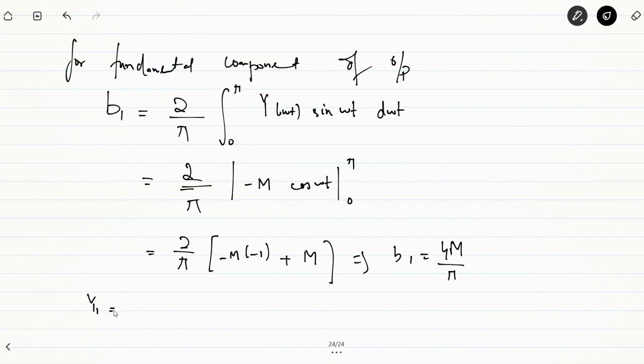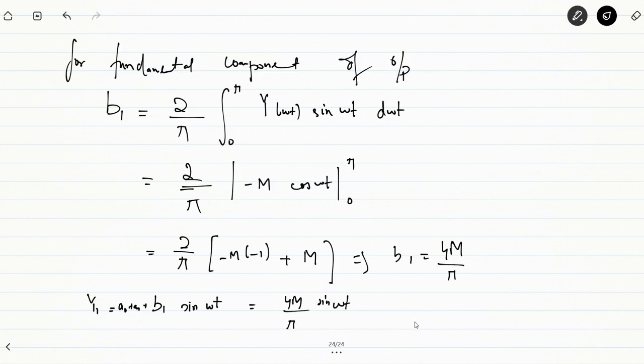So y1 can be represented as the summation of a0 plus an plus the summation, but we are only concerned with the fundamental component. So it is equal to b1 sin omega t. Here a0 plus an is 0, and the summation also cancels out because we are only concerned with the fundamental component. So b1 is 4m by pi sin omega t. So this is the value of y1, 4m by pi sin of omega t.